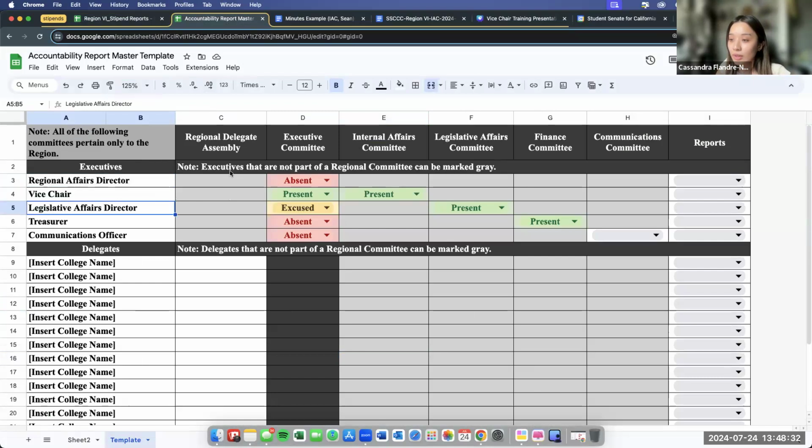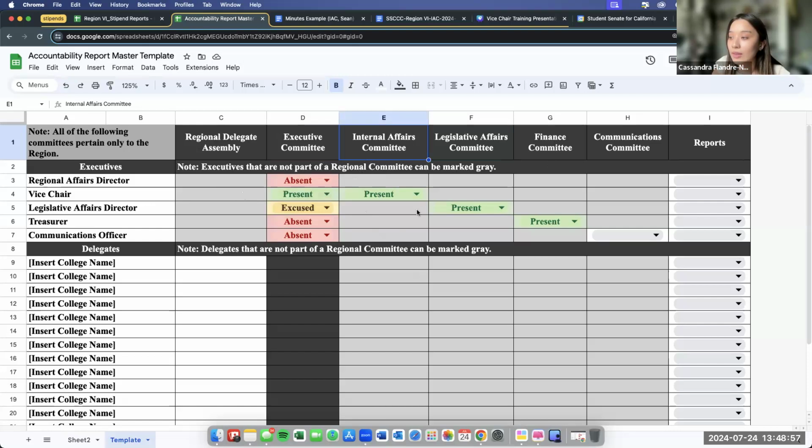And one thing to note is if their cell is marked gray, then that means they are not part of that meeting or they're not part of the committee. So here for the Internal Affairs Committee, this is only for the regional committees as well. So here it's going to be the Executive Board, Regional Internal Affairs Committee, Regional Legislative Affairs, so on and so forth. So you'll see here the Vice Chair, they are a member of the Executive Committee and the Internal Affairs Committee, and they are a voting member of it.